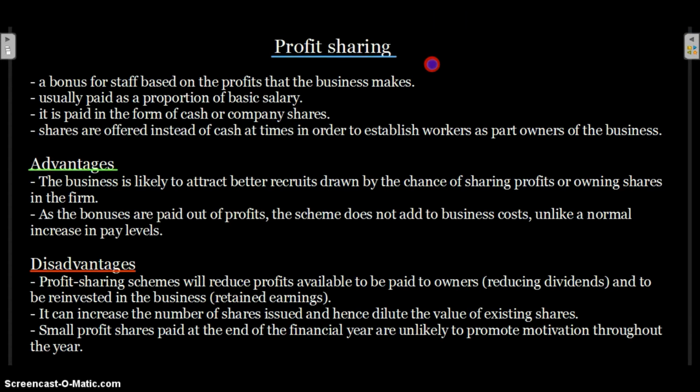Before we have talked about the salary method, the RD method, the RD payment, the bonuses, as well as commissions. Now we're going to talk about profit sharing and performance related pay.